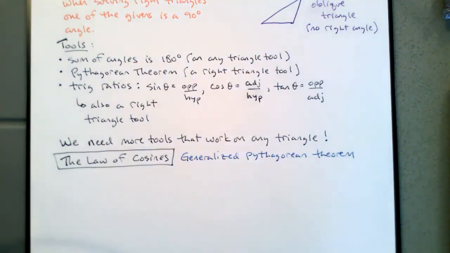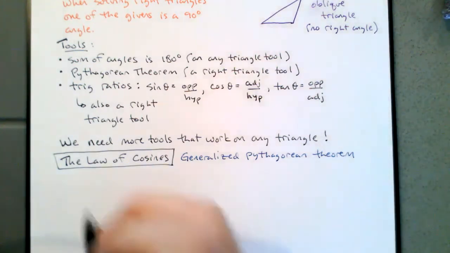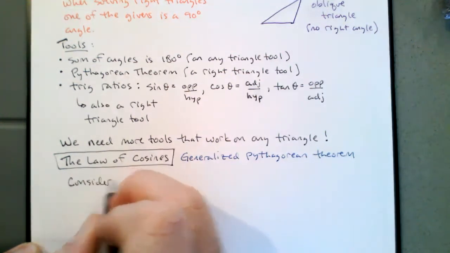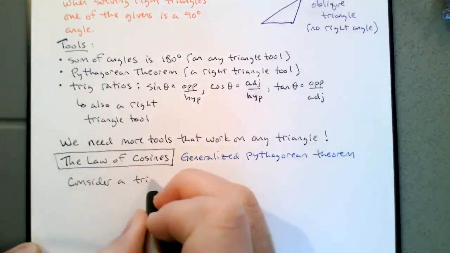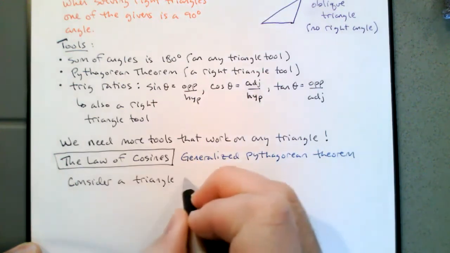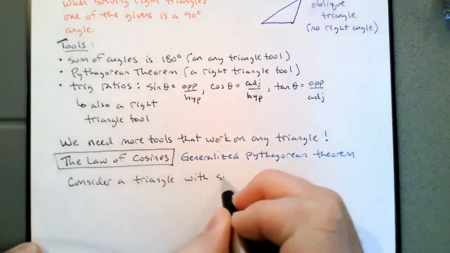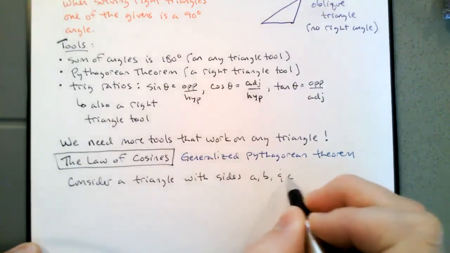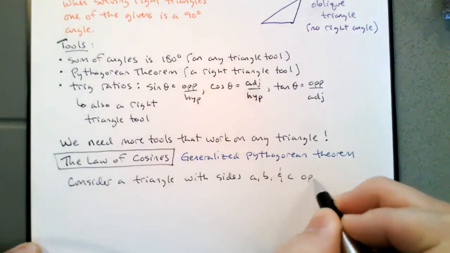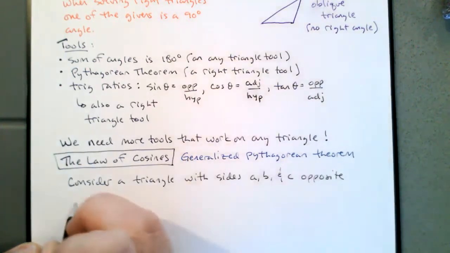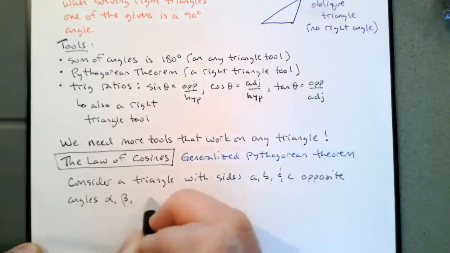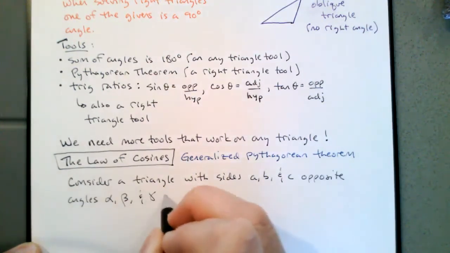We're going to start with our usual triangle. Consider a triangle with sides a, b, and c opposite angles alpha, beta, and gamma, respectively.